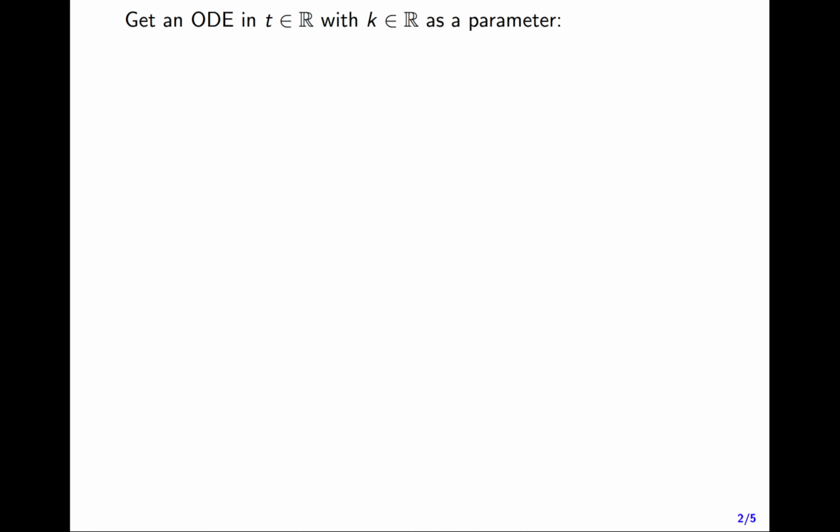So what does this do? Taking the Fourier transform of the heat equation now gives me an ordinary differential equation in t with k as a parameter. So I have partial t on u hat of k,t equals (ik) squared on u hat of k,t, which is minus k squared u hat of k,t. In other words, partial t on u hat plus k squared on u hat equals 0.